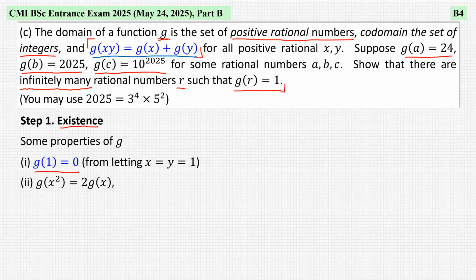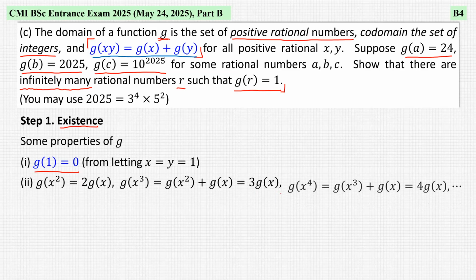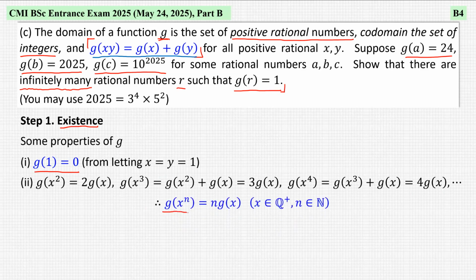As for the next property, notice that g of x squared gives 2 times g of x, and using this, g of x cubed is equal to 3 times g of x, and g of x to the 4th power equals 4 times g of x, and so on. So we obtain that g of x to the nth power equals n times g of x for all natural numbers n.